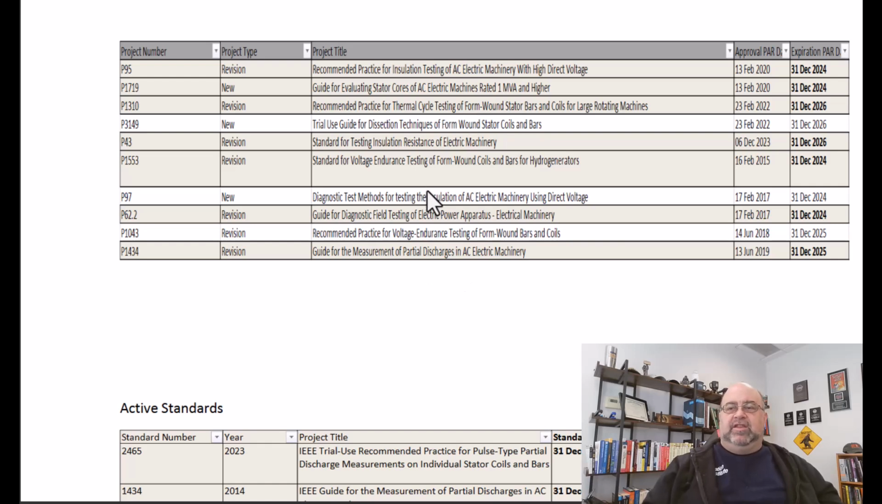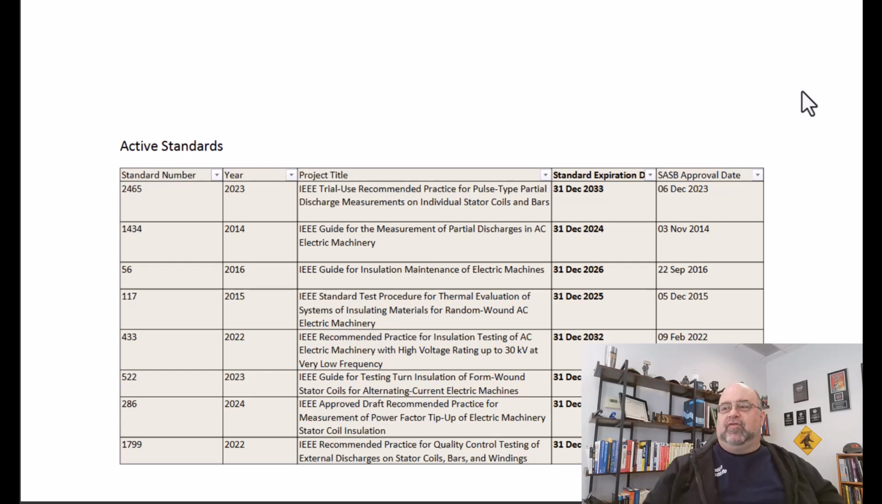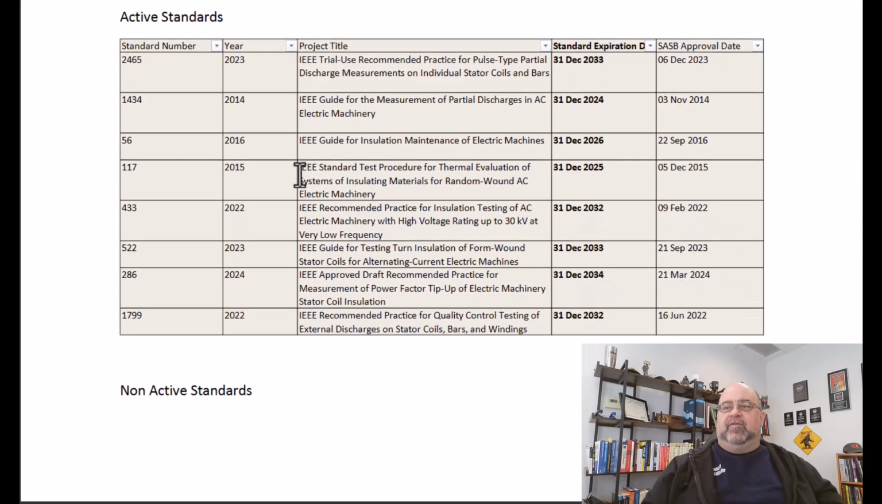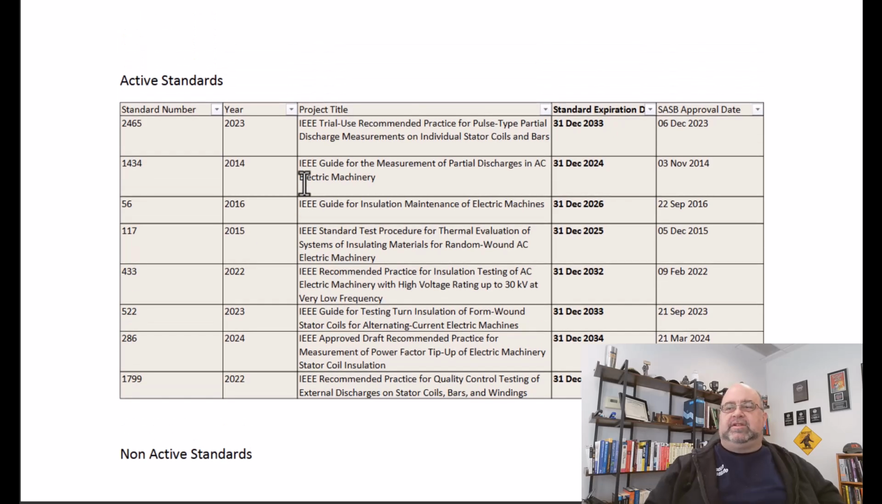actively there. And then at the very end, we had our meeting to go over anything that needed to be covered before it ran out. So let's take a look. 2465, IEEE trial use recommended practice for pulse type partial discharge measurements on individual stator coils and bars.